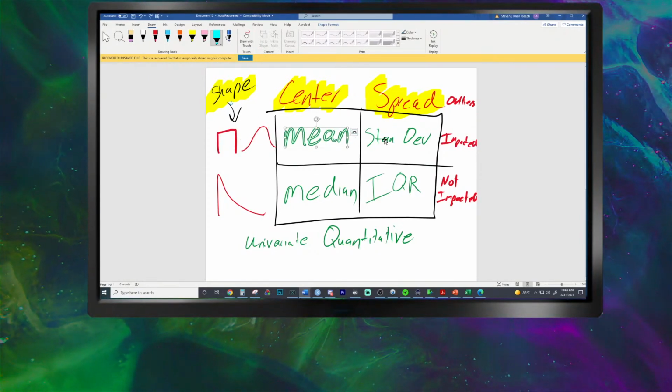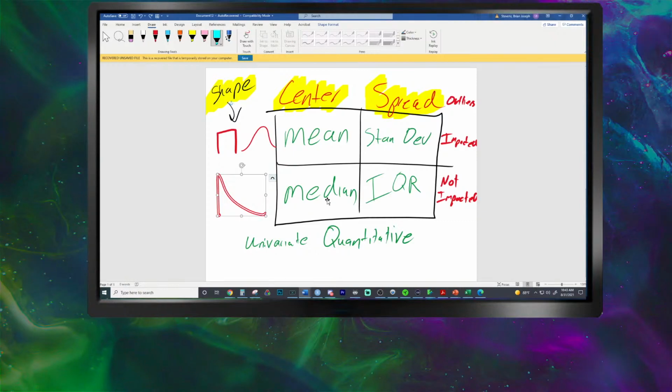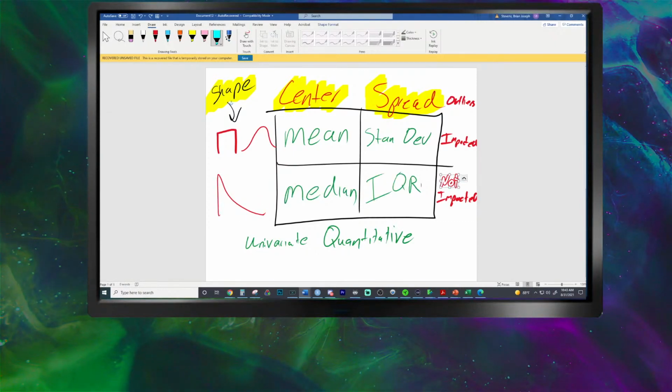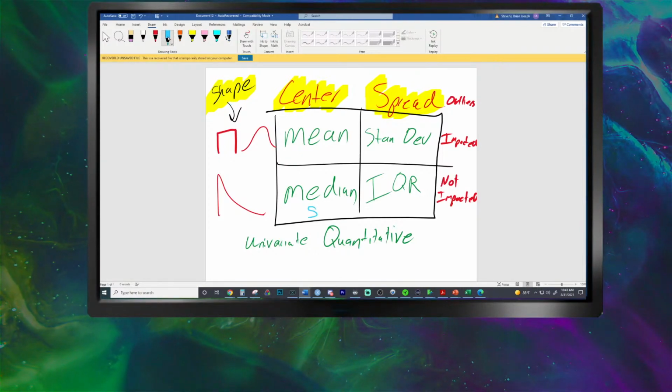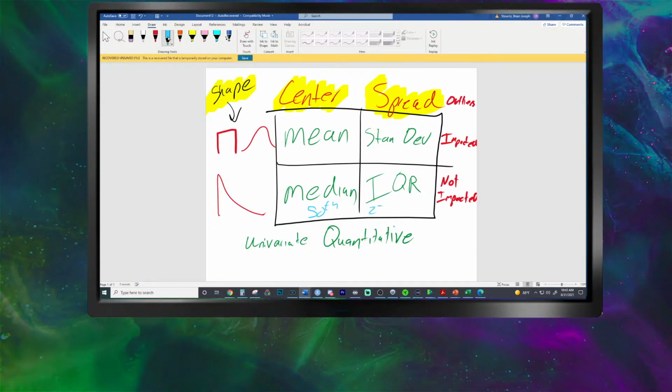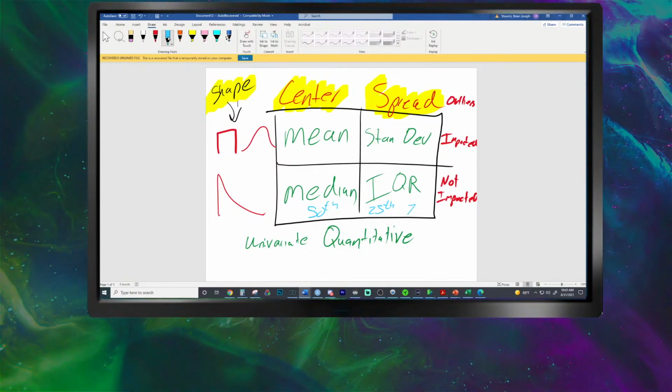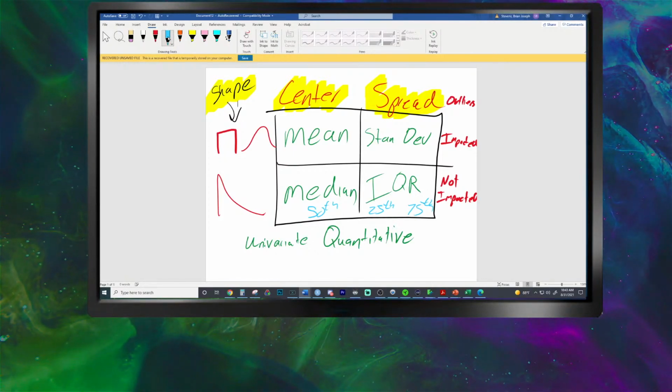So anytime you use the mean, you go with the standard deviation. If you have skewed data, the median and IQR are not impacted by outliers because these are percentile based. So when you're doing these, you're doing the 50th percentile, and this right here is the 25th through the 75th. Since they're both percentile based, it makes sense to use them together.